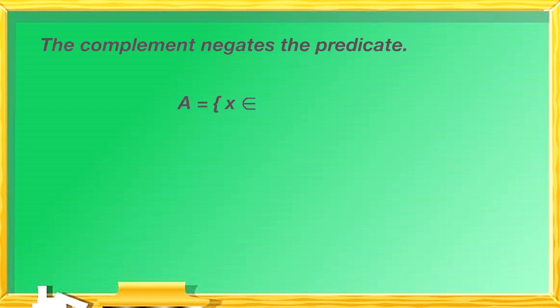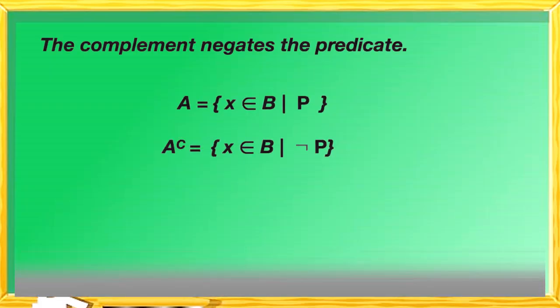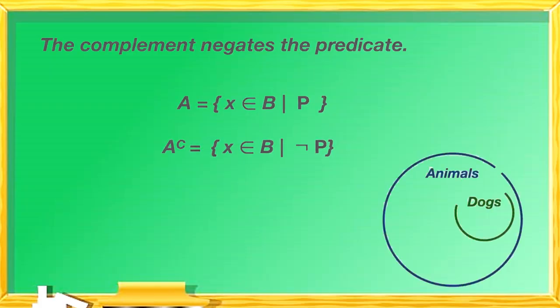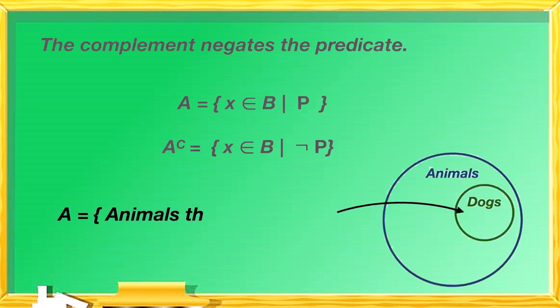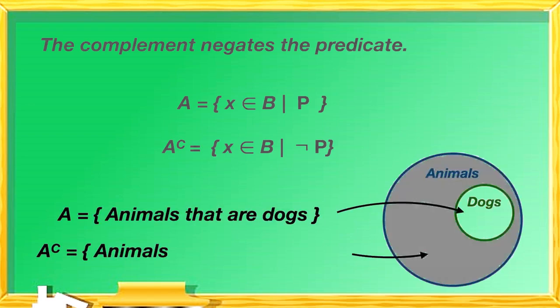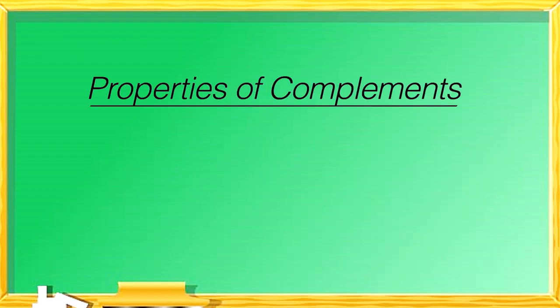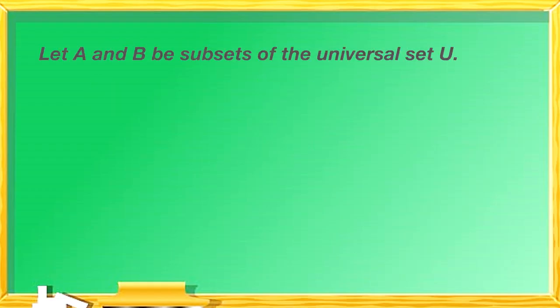With our set builder notation, we have a set A, which contains all x from some set B, such that it fulfills some predicate P. Well, the complement of A, the things not in A, must by definition not satisfy P. So the complement of A is the elements x in B such that P isn't true. And we have this symbol before P to say it's not true. For example, if A is the set of animals that are dogs, then the complement of A is animals that aren't dogs.